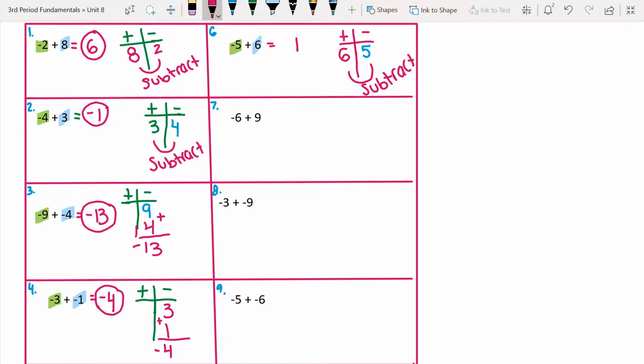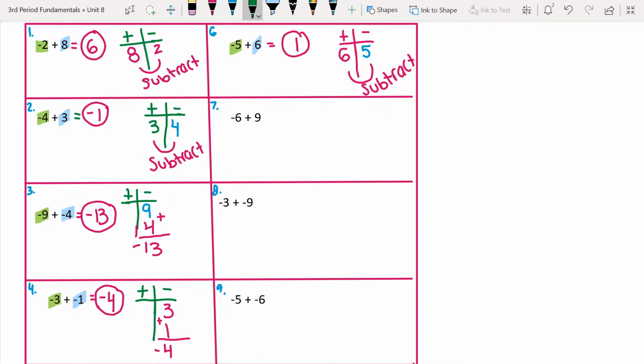Well, that's 1. Which side had the bigger number? Well, the positive side had the bigger number. And so it just stays a positive 1. So I just kind of leave it like this. I don't need to write a little plus sign. You're not wrong if you do that, and if it helps you, that's okay. But it's just a normal 1.